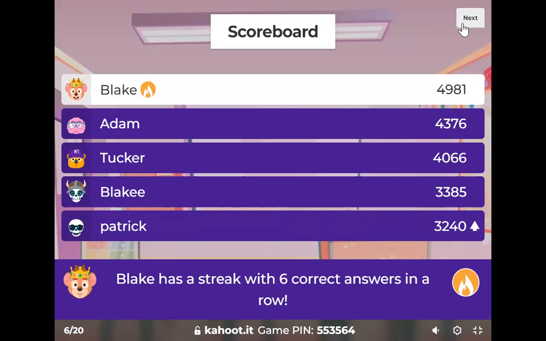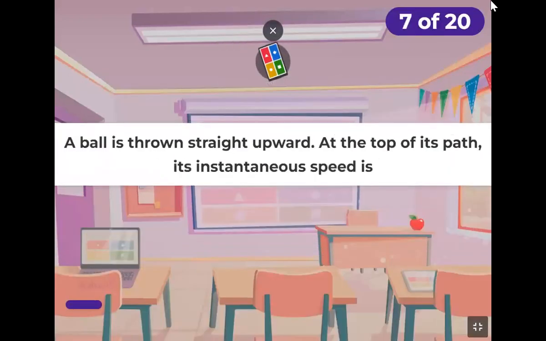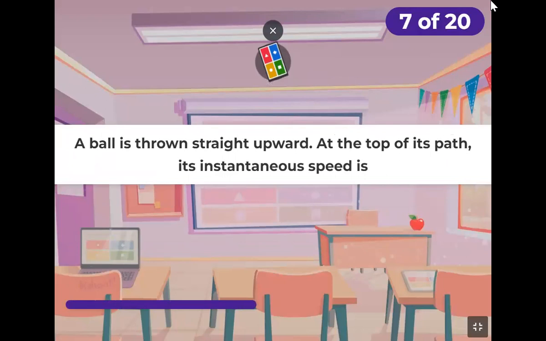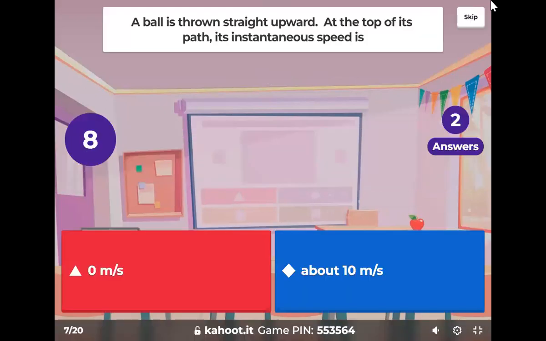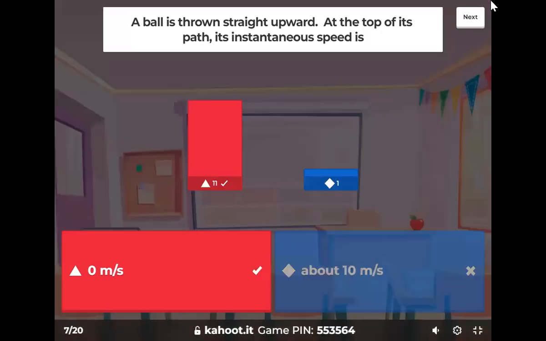All right, Patrick, hop into the top 5. Blake still on fire. Made a fire extinguisher. Ball is thrown straight upward. At the top of its path, its instantaneous speed is 0 meters per second. Okay. That's a good way to figure out the question, like, what is the maximum height of something? Well, I know at the very top it'd be moving 0 meters per second because it's turning around.